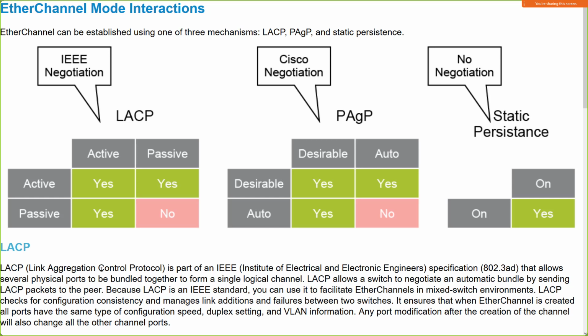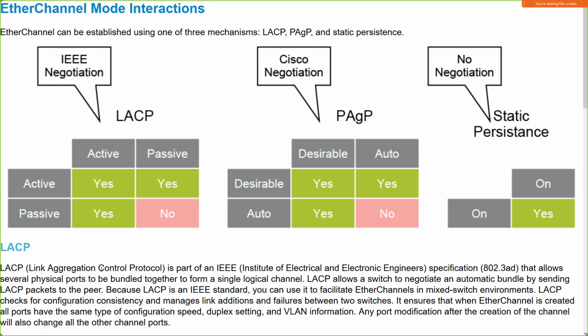Same thing with LACP. If I have 2 ports that are passive, the links will not bond together in an ether channel because nobody is actively trying to form the ether channel. Active to active, yes. Active to passive, yes. Passive to active, yes. Those ether channels will form. Same thing with desirable to auto, auto to desirable, and desirable to desirable. But if both sides are auto or both sides are passive, then the ether channel will not form.